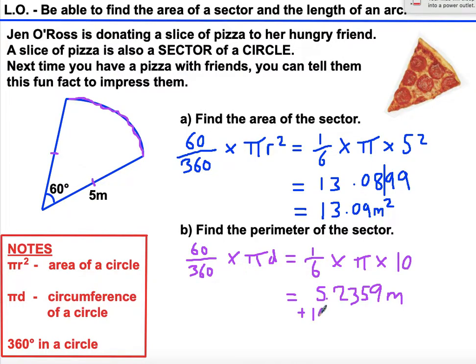So if we add 10, and I'm also going to round to 2 decimal places, it's going to be 15.2. Now the 3 has a 5 next to it, so that's going to round up to 4. So our solution for the perimeter, no offense, is 15.24 meters.